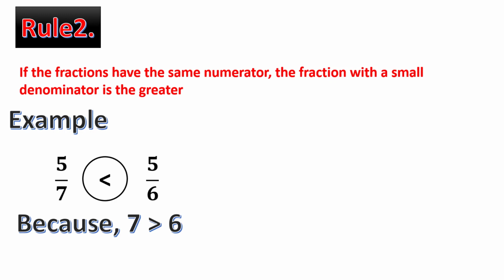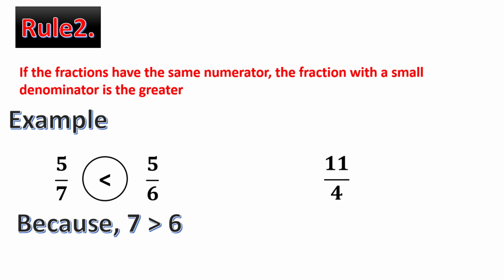Again, we have the same numerator, 5 and 5. So look at the bottom numbers, 7 and 6. 7 is greater than 6. So the fraction 5 over 7 is less than the fraction 5 over 6.